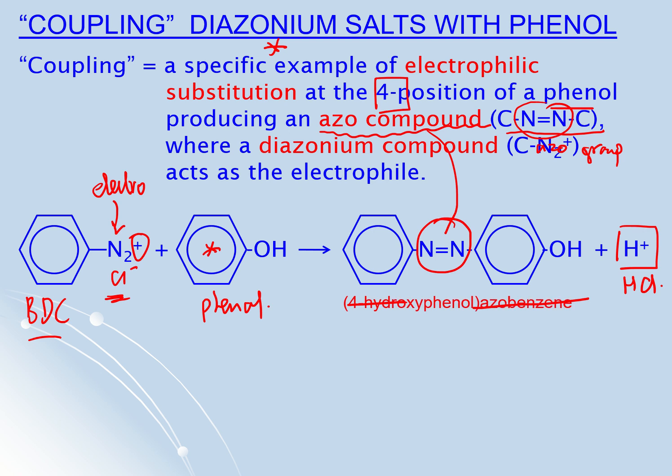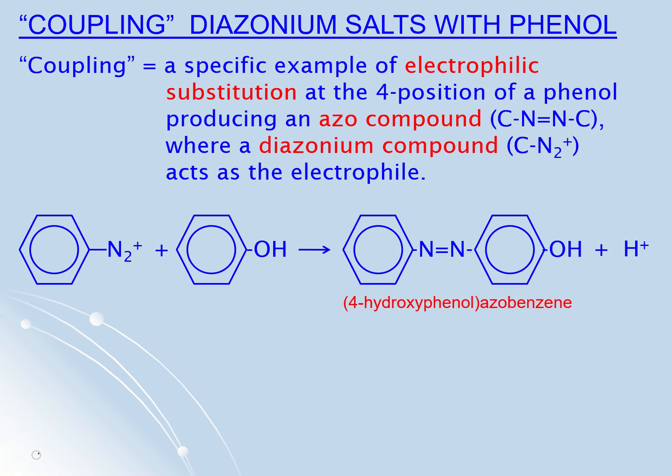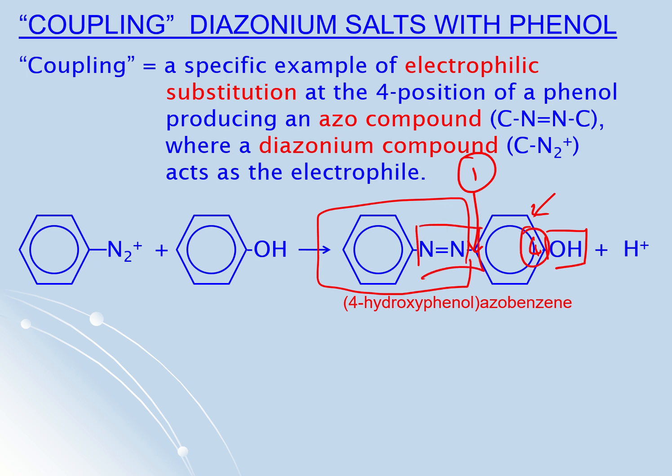Okay, the product here, and I'll just clear the screen so you can read the name of the product. This is called 4-hydroxyphenylazobenzene. So there's your azobenzene, there's your phenol group, there's your position number 4. This is the high priority functional group, position number 1, position number 4, and of course that's the azo group there. And it's a very bright yellow dye. It's used extensively in the dyeing industry, food colorings, things like that.